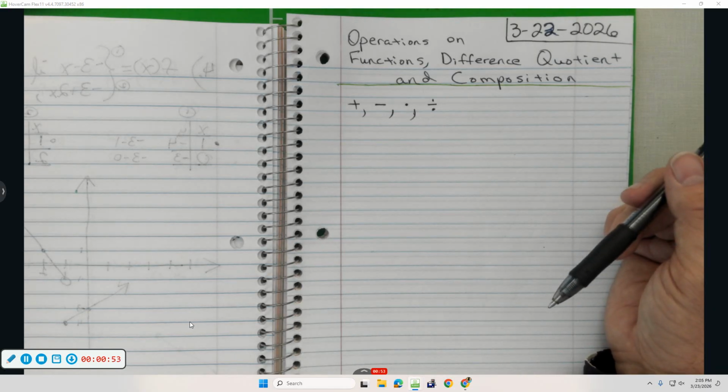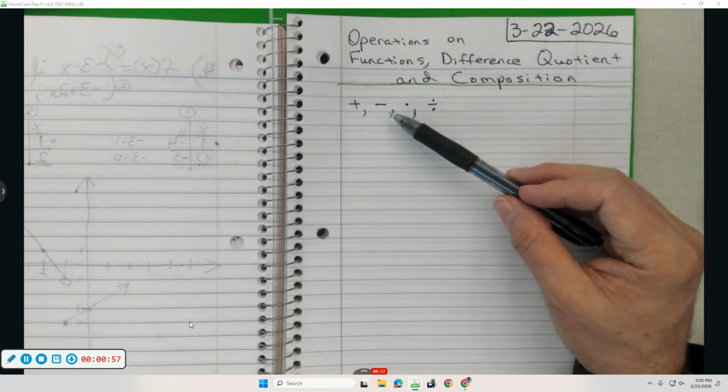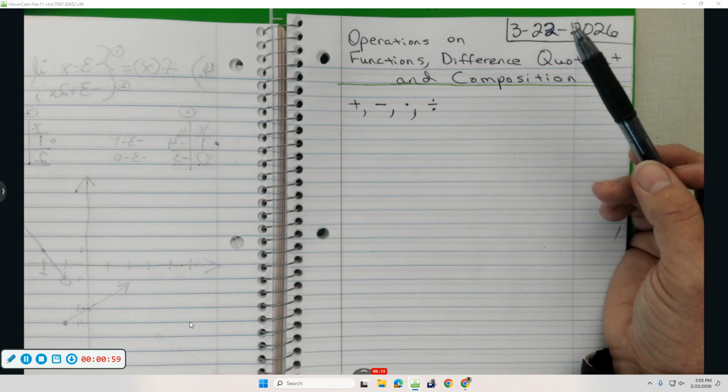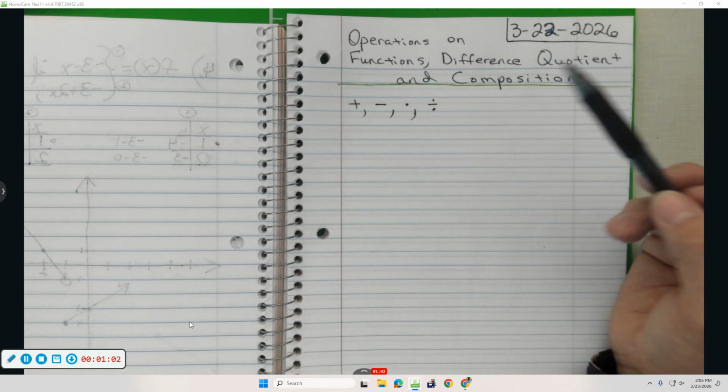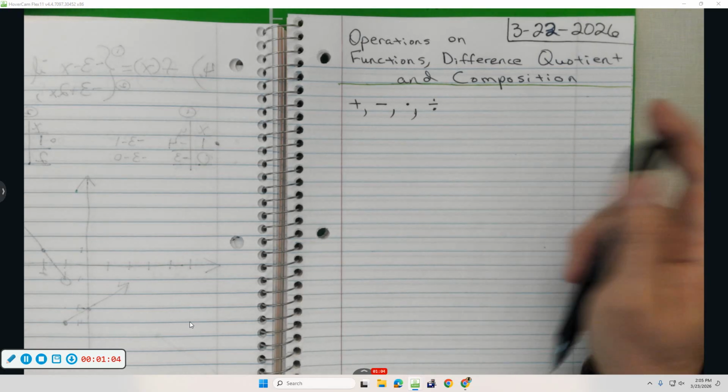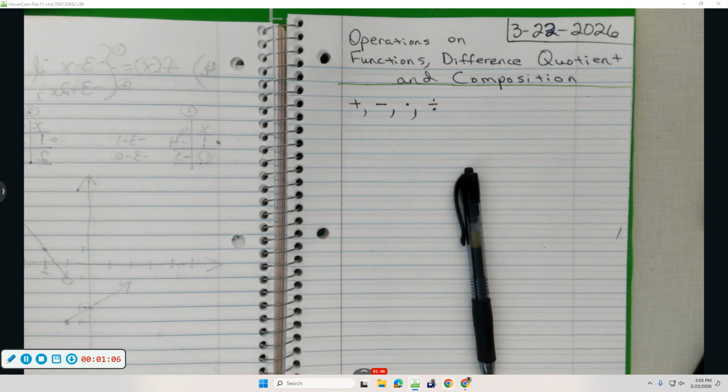Addition of functions is just standard algebraic addition. Subtraction of functions is algebraic subtraction. Likewise for multiplication and division. You'll see what I mean when we look at the first problem.